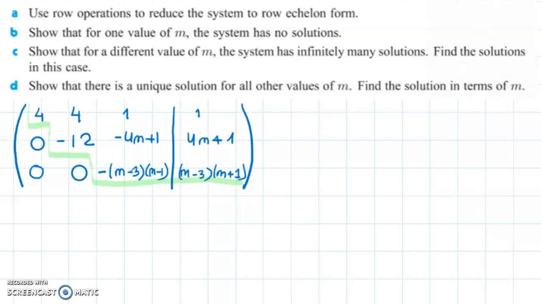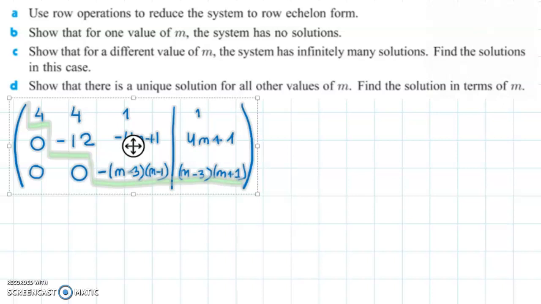for different values of m what's the situation with the solutions, if there are any or not, and if there are, we also want to find them. So for part B, we want to show that for one value of m, the system has no solutions. For the system to have no solutions, we need to get to an absurd situation where we have that something that is not zero is equal to something that is zero.